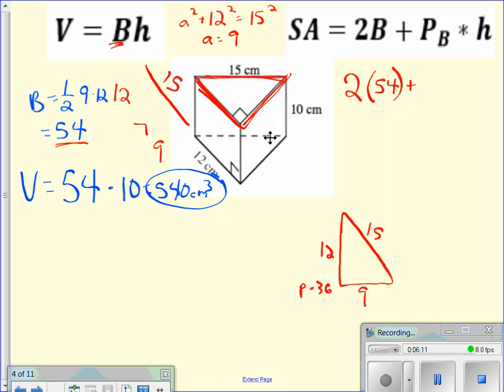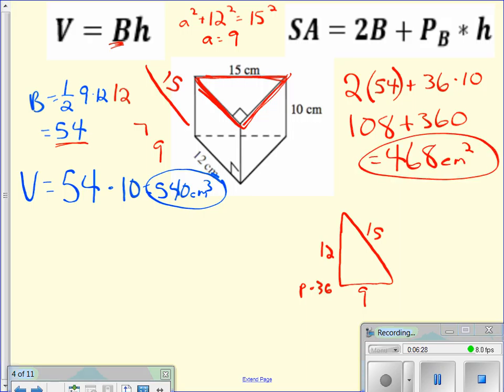Cool. So 36 times the height, which is 10. All right, simplifying individually, 108 plus 360 is going to get me a grand total of 468 centimeters squared. Boom. Cool. So those are my prisms, all right?